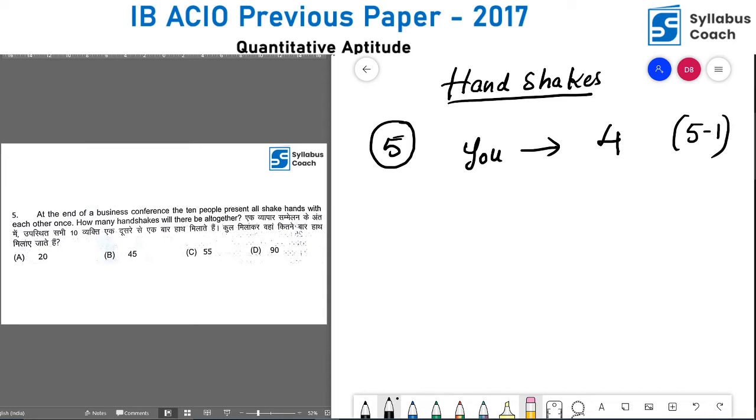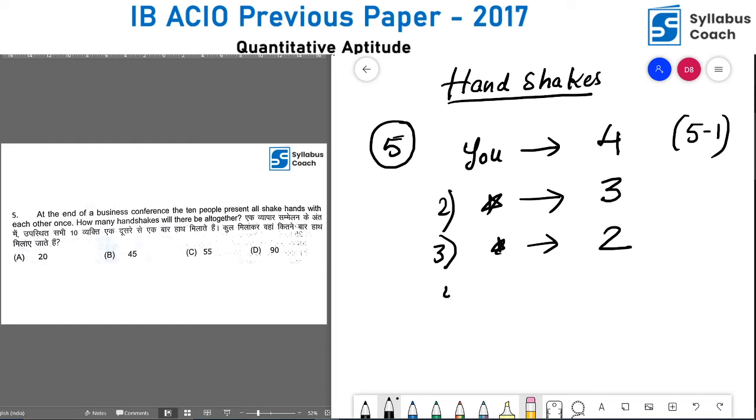Now, let's go to the next person, who is the second person. How many handshakes will he have? The unique handshakes. Don't count the handshake that you have done with him, right? Then in that case, he can have 3 unique handshakes which were not counted. And now let's go to the other person. If you want to know the unique handshakes you have missed out in the first 2 rows, then he would have 2 handshakes.